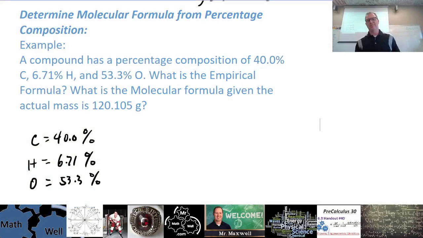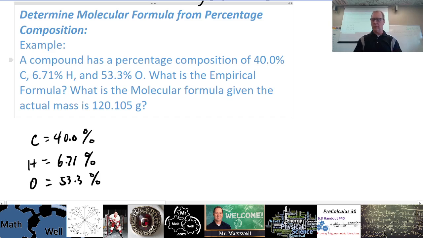All right. So obviously this lesson is about percent composition. All right, everyone turn around, face the front, please. Thank you. All right, so this example is determine molecular formula from percentage composition. A compound has a percent composition of 40% of carbon, 6.71% of hydrogen, and 53.3% of oxygen. What is the empirical formula, and what is the molecular formula given the actual mass is 120 grams, or thereabouts?